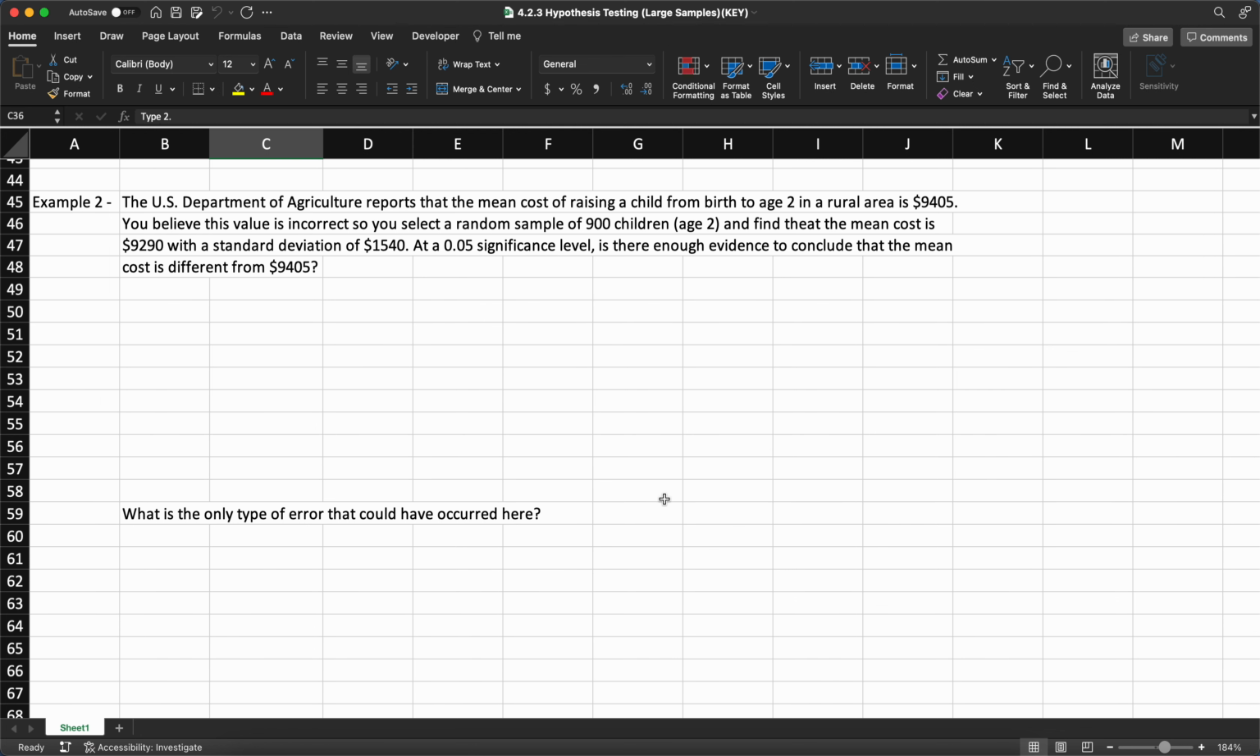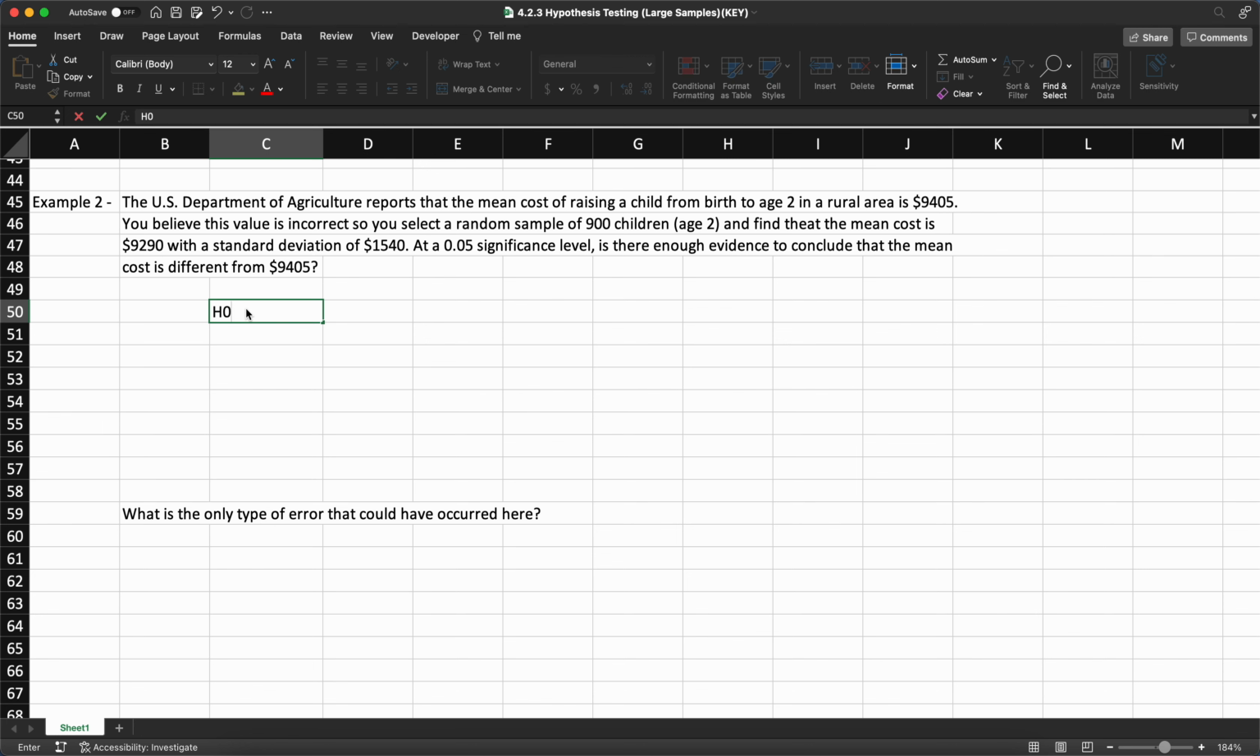So here we have the U.S. Department of Agriculture reports that the mean cost of raising a child from birth to age 2 in a rural area is $9,405. You believe this value is incorrect, so you select a random sample of 900 children, age 2, and find that the mean cost is $9,290 with a standard deviation of 1,540. At a 0.05 significance level, is there enough evidence to conclude that the mean cost is different from the $9,405?